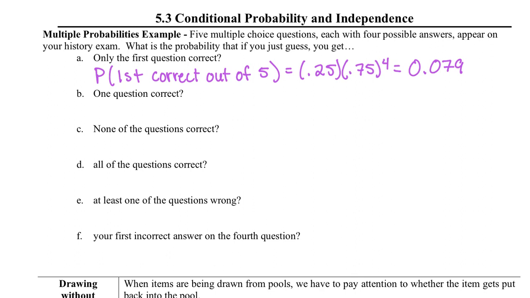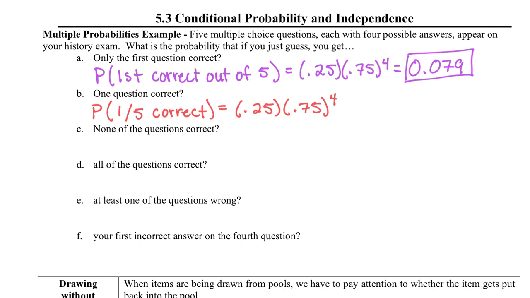Now, it would be the same probability if we said, oh, I'm only going to get the second question right or the third question. It's a lower probability because we're saying specifically the placement. In question B, things are a little bit different. Our probability should go up because we're going to say we're going to get 1 question correct, but we don't care which question it is.